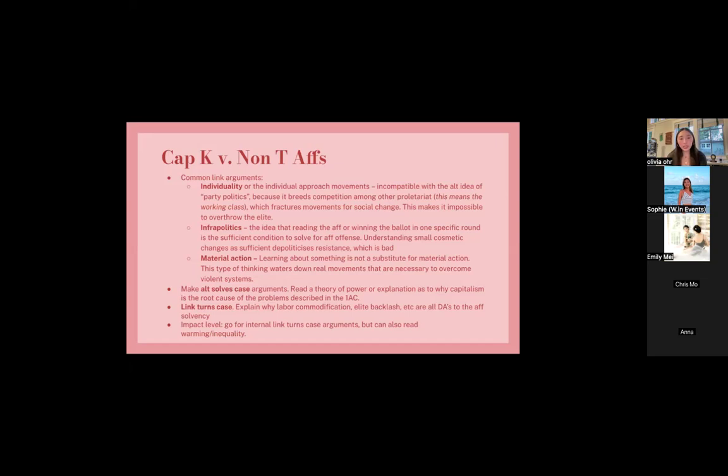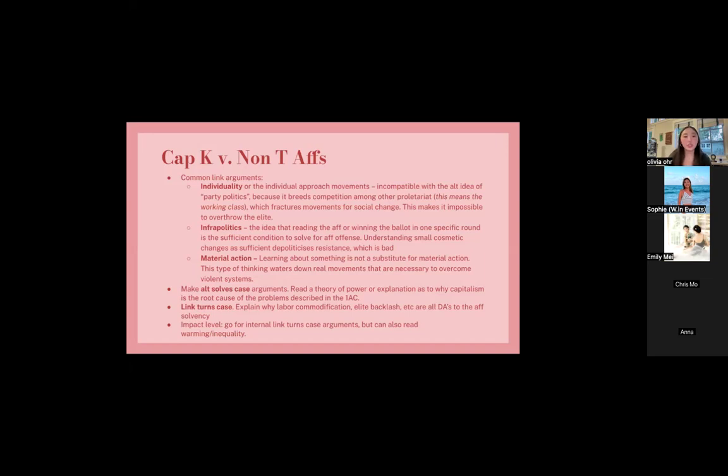The next link is the infrapolitics link. This is the idea that reading the aff or winning the ballot in one specific round is the necessary and sufficient condition to solve for all aff offense. Understanding small cosmetic changes as sufficient depoliticizes resistance to actual problems, which is bad. Obviously winning one ballot is not going to materially change a lot of things, and we make link arguments as to why viewing it that way is bad.